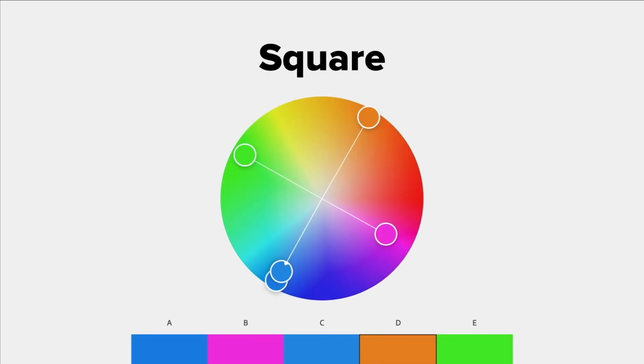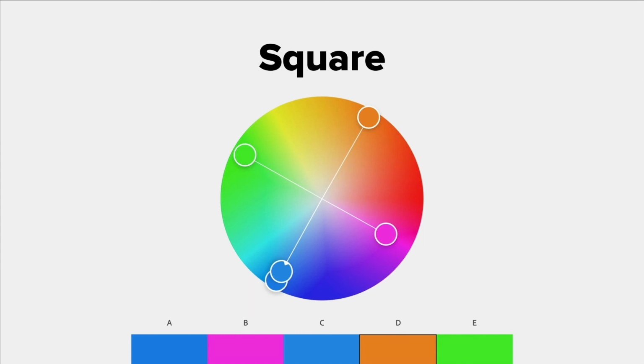Now let's move on to the very last one which we're going to discuss in this video, and that is the square color harmony. Basically, the square color harmony enables us to use a combination of four colors equally spaced around the color wheel. So for example, orange, yellow, green, blue, and violet, and any color which is essentially spaced equally on the color wheel.